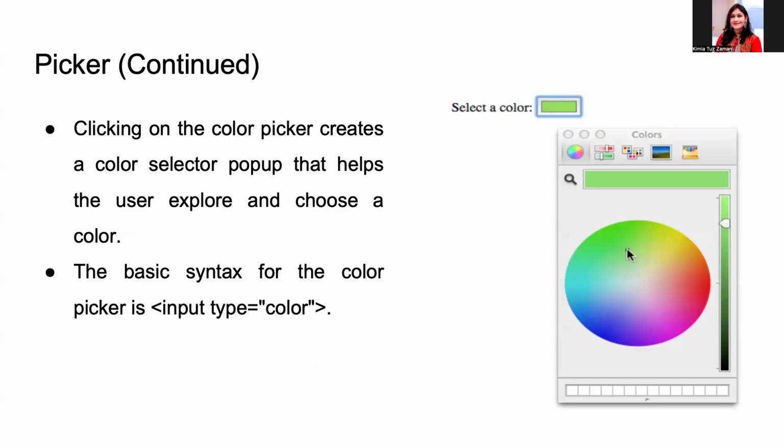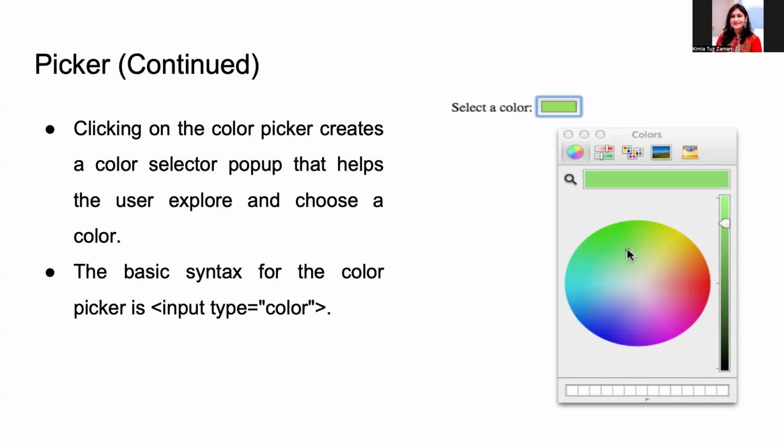Alongside the date pickers, another useful type of picker is the color picker. When a user clicks on a color picker input, a color selection pop-up opens up, allowing them to visually explore and choose a color. This is especially helpful in applications where users need to pick colors for themes, designs, or graphics without having to know specific color codes.